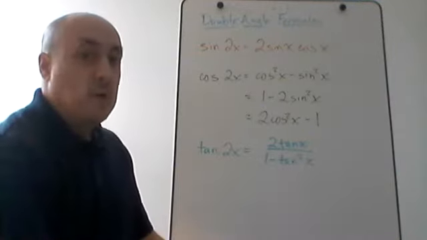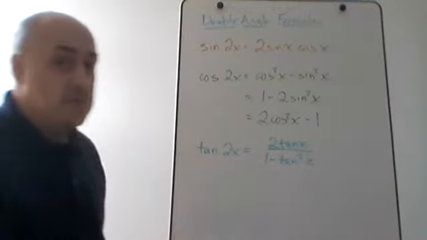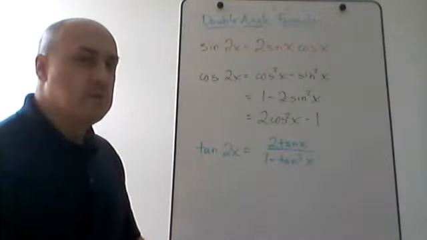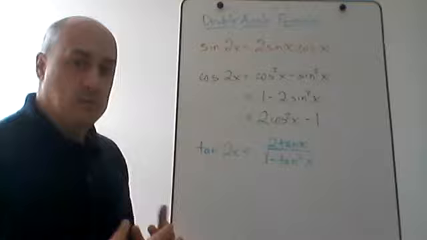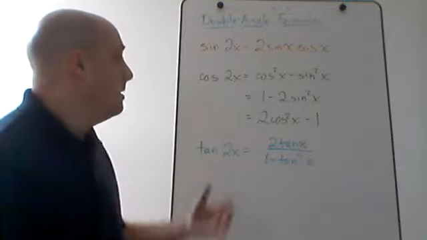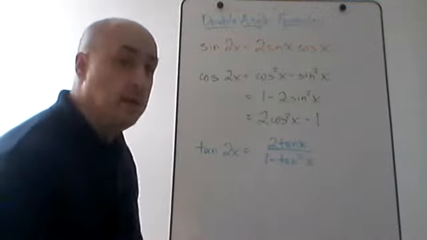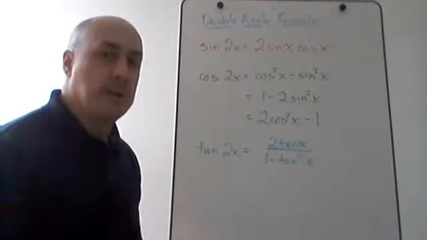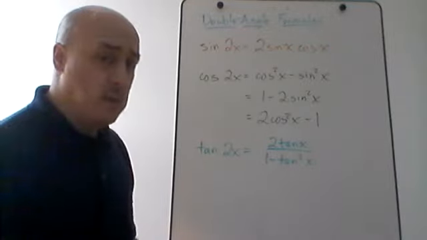Alright, in this video we're going to be talking about the double angle formulas for sine, cosine, and tangent. These formulas can be used like if I know the sine of an angle and the cosine of an angle, and I want to find the sine or cosine of double that angle, I can use these formulas to do that. More often, these formulas are used for simplifying trig expressions or solving trigonometric equations.